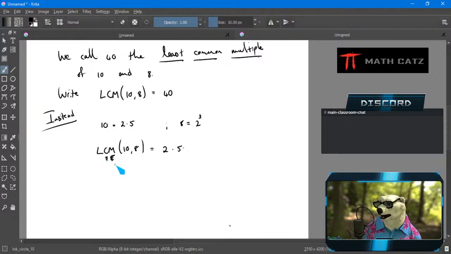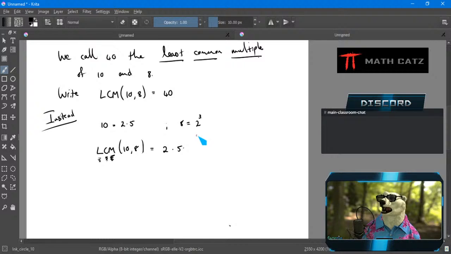It has to be common, so I have to look at all the numbers. But I want to make it as small as possible. Now 10 says, yeah, I'm happy with 1, 2, and 1, 5. If you have that in your multiple, I'm going to fit, I'm happy.